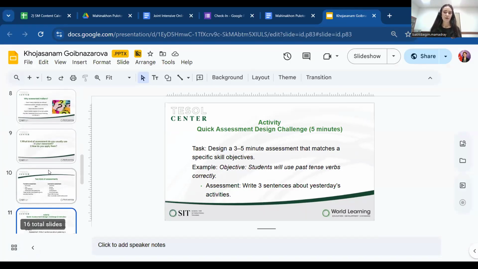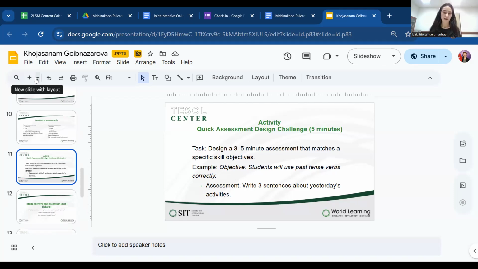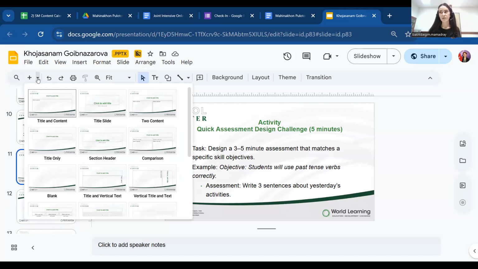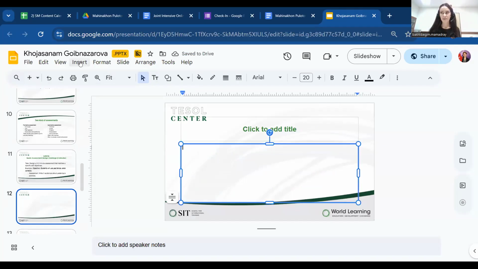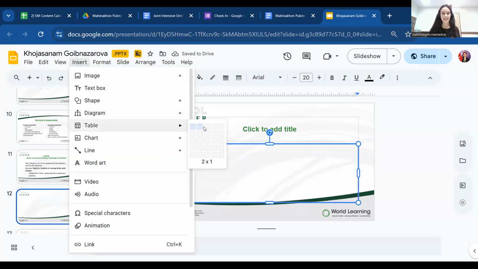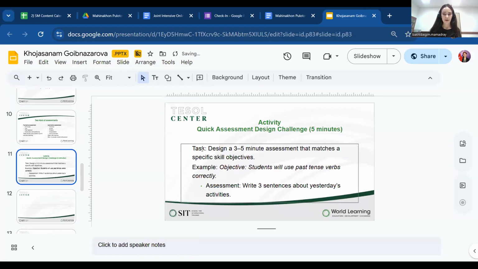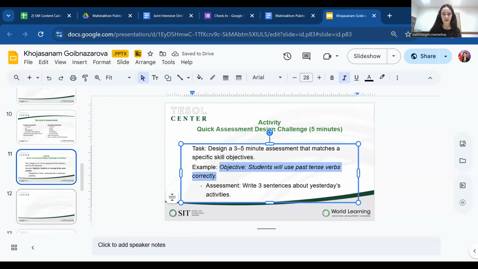If you use, for example, vocabulary, students will identify, for example, 8 new words. How do you assess them? Is that clear now?